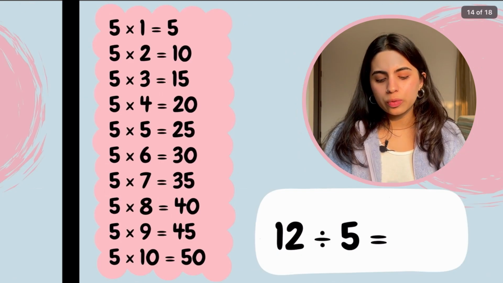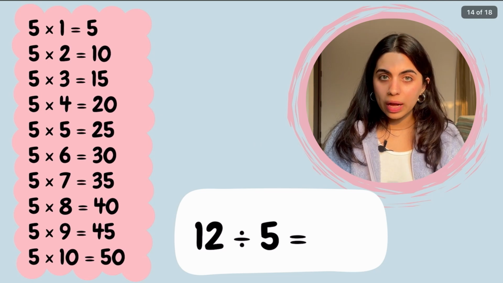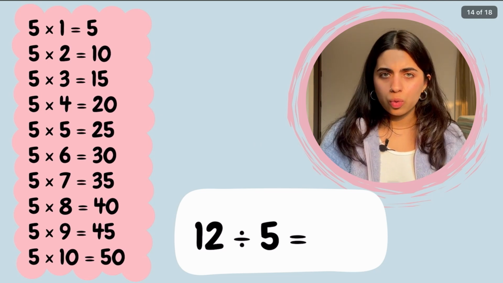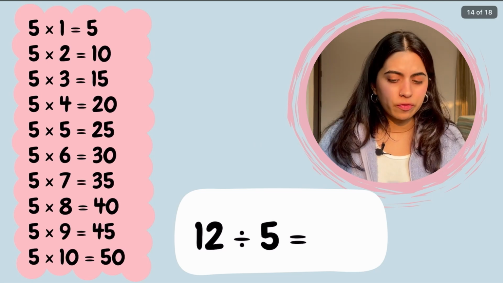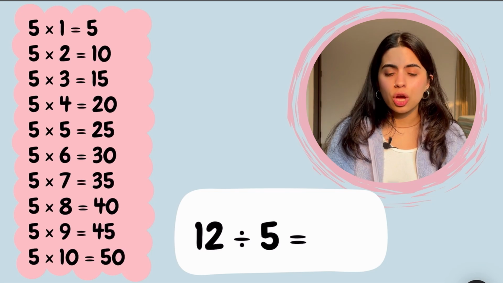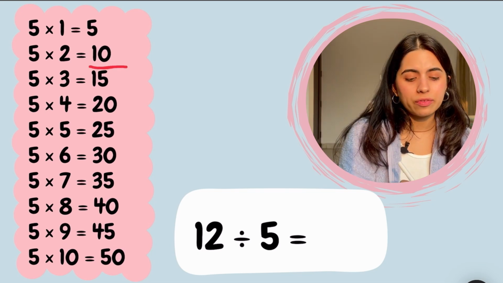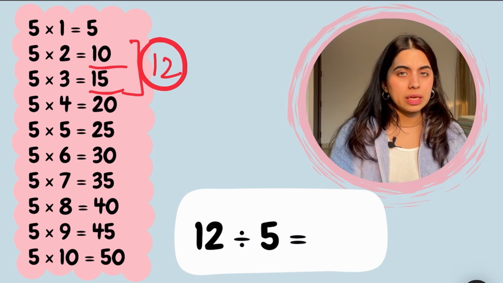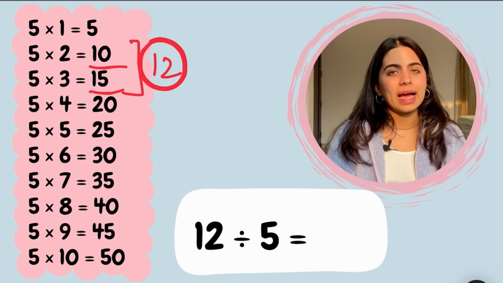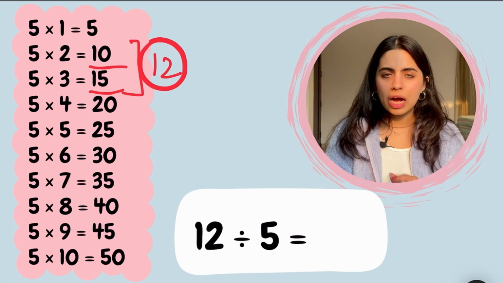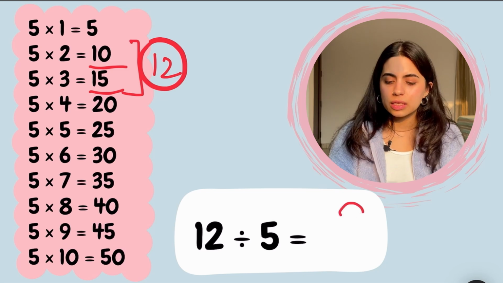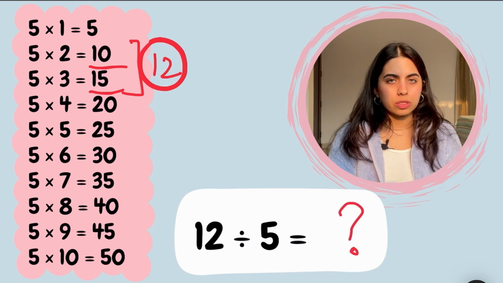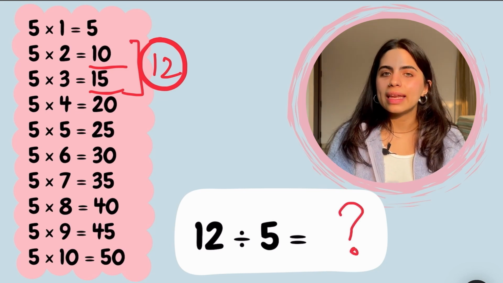If I had another question like this, 12 divided by 5, which should be in the times table of 5, but I see that there is no number 12. I have 10 and I have 15, but I don't have the number 12 in between, because 12 does not lie in the table of 5. Then how do we solve questions like these? So this also we will be learning in the next video.